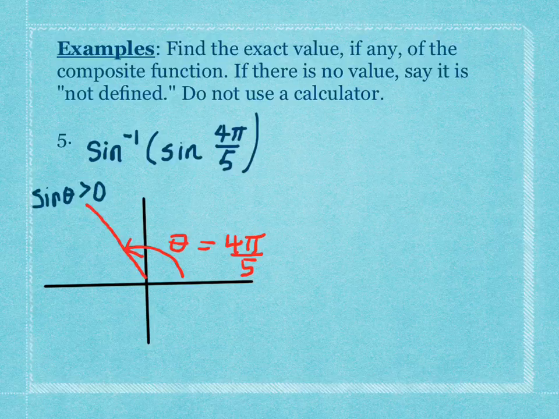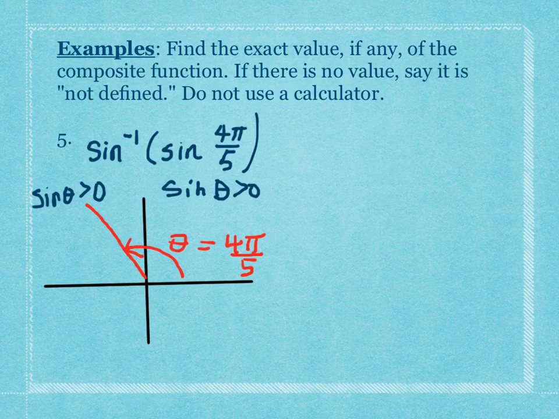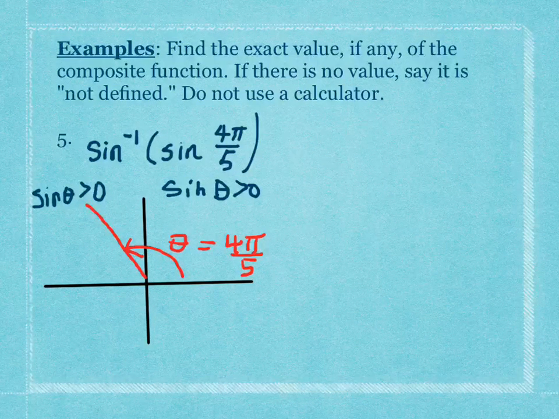Where else is the sine value positive? In quadrant 1. So what I want to do is draw in, inside of quadrant 1, we'll go with green.